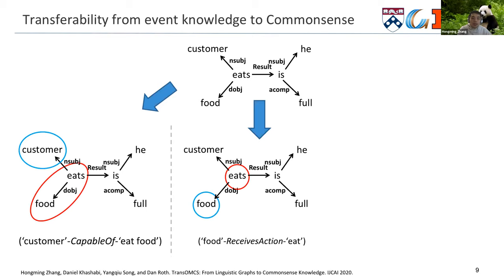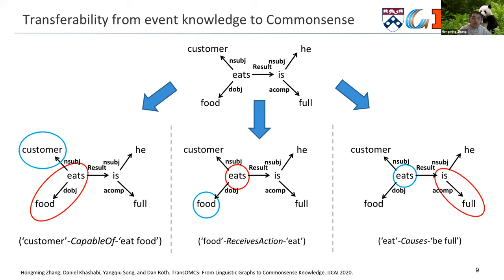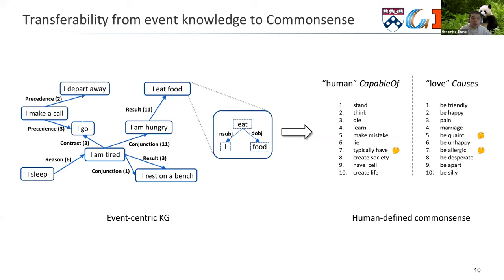And last but not least, we can also see some interesting patterns across different events, like this one for the causal relation. So after we collect those patterns, we can easily apply them back to the original KG to acquire large scale common sense knowledge. I won't introduce too many details. I simply borrow some examples and show them here. So the confusing phase means that humans think the extracted knowledge might be problematic, but I think the overall quality is quite good. For example, we can actually observe some interesting common sense, such as human is capable of having cells and love can cause both being happy and pain from these linguistic graphs.